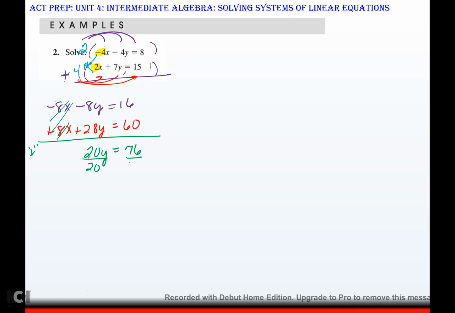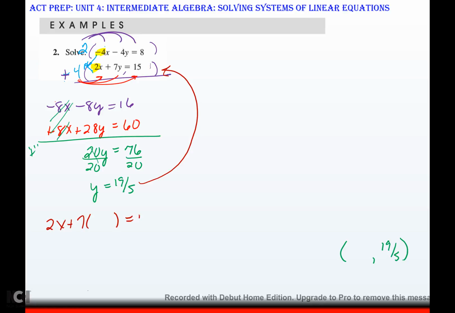Divide by 20, and I get y equals, if you math enter it, 19/5. So there's half of my answer. The y coordinate is 19/5. Alright, so now I just have to get x. Well, to get x, you take y and you substitute it back into either of the equations. I'm going to plug it into the bottom, so I have 2x plus 7 times my y that I'm going to substitute in equals 15. And I change my y to 19/5.